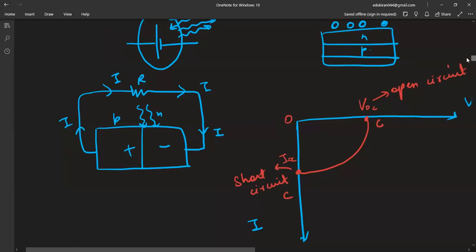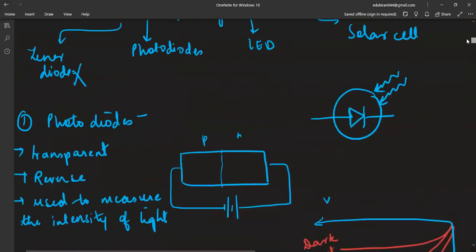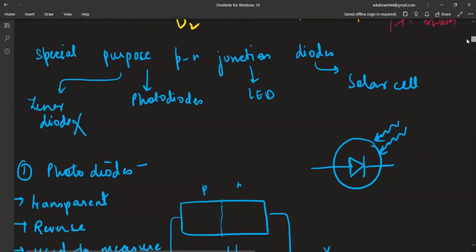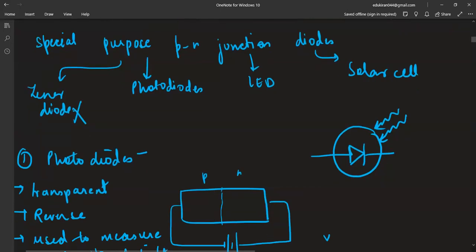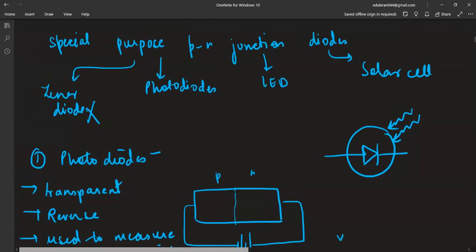Only this part was left yesterday. Write it down as special purpose PN junction diodes. I hope all of you now have written the graphs of half wave and full wave rectifiers. If not, let me know, I'll scroll up. Otherwise, start writing down. Then after this, we'll complete compound microscope.